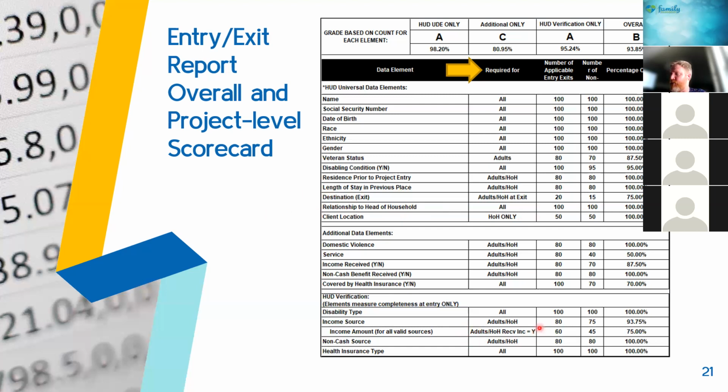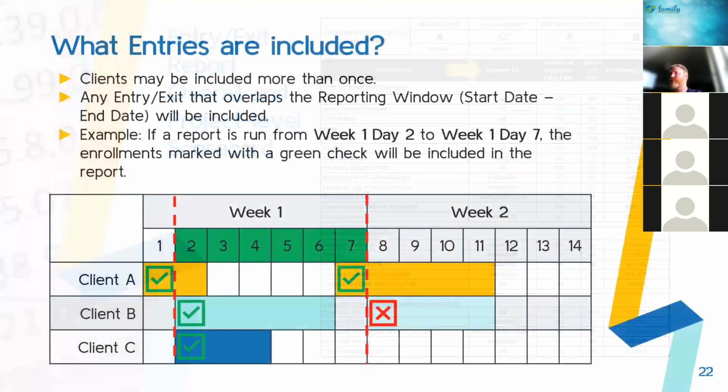And then we have, for those adults and head of household that are receiving an income source, if they're marked as receiving an income source, we have income amount. It's looking for a dollar amount greater than 0. So if they're receiving employment income, the report is looking to make sure that a monthly amount is recorded.